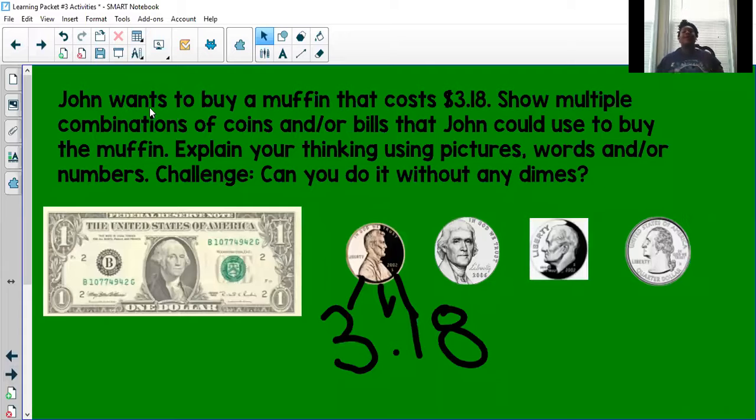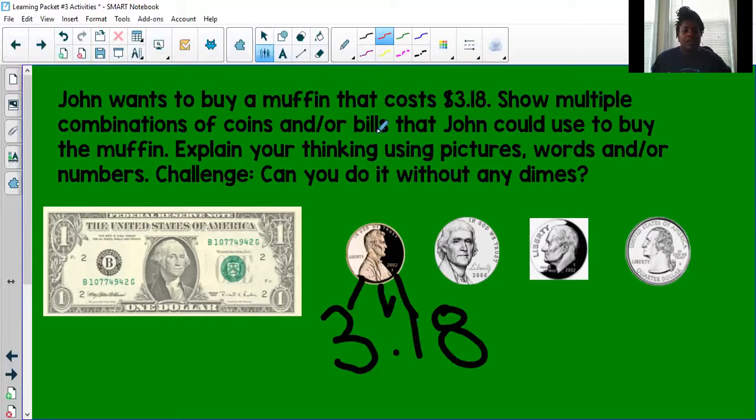It says, John wants to buy a muffin that costs $3.18. Show multiple combinations of coins or bills John could use to buy the muffin. Explain your thinking using pictures, words, or numbers. And then the challenge is, can you do it without any dimes? So I'm gonna do just two different ways you guys can do it with the money. I'm going to do it without the dollar bills, and then with the dollar bills.